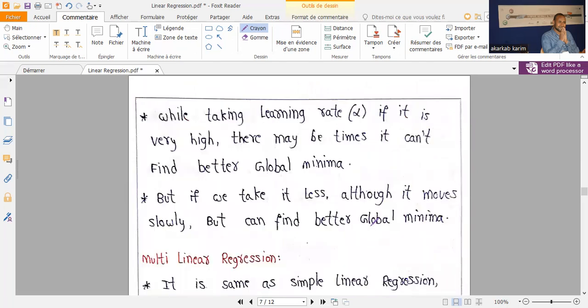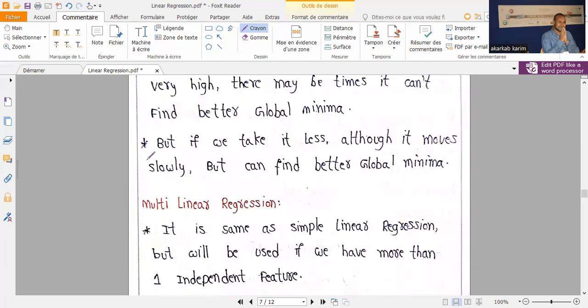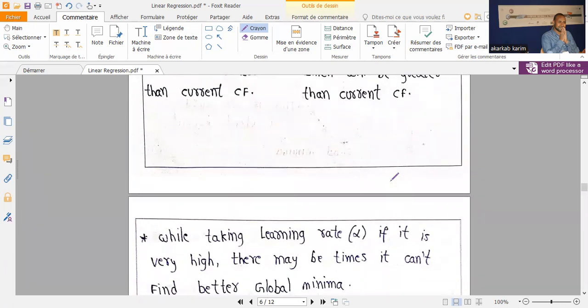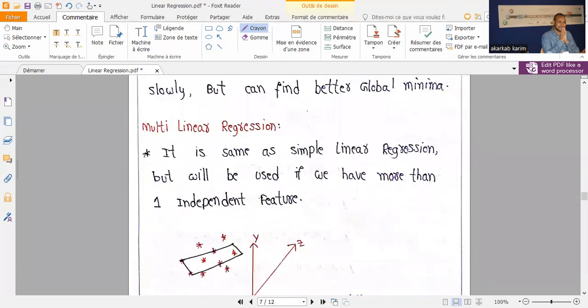But if we take a small alpha, although it moves slowly, with slow steps, it can find the global minimum. If we give alpha a small value, that can help us find the global minimum because we go with a small step.